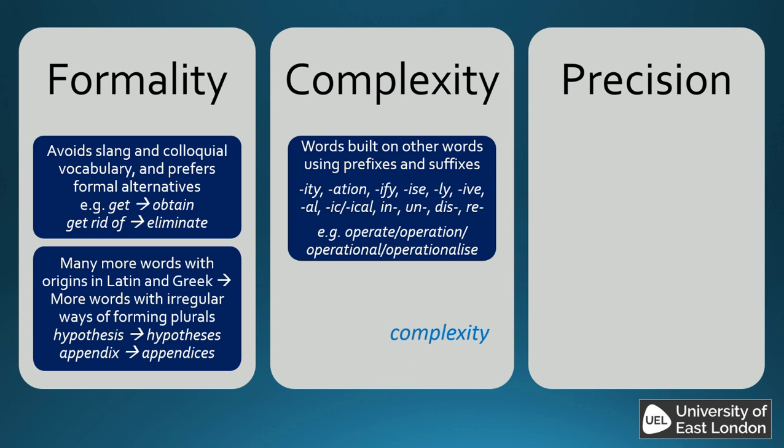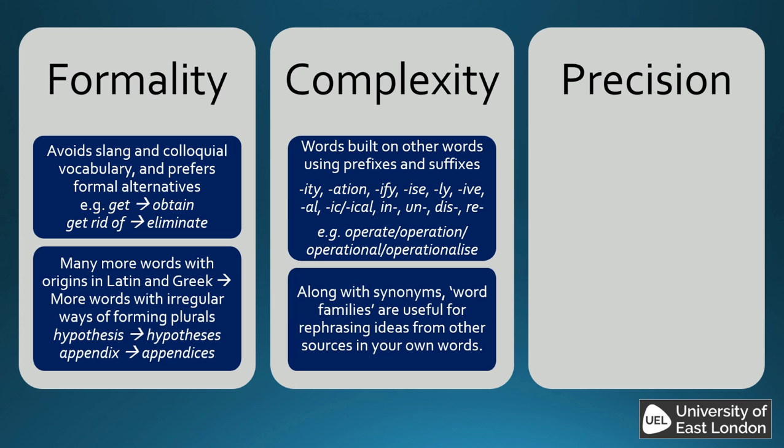Groups of words all derived from the same root, such as operate, operation, operational, and operationalize, are known as word families, and if you know what the basic core meaning of e.g. operate is, this can give you access to the meaning of other members of the family. The ability to derive different forms of words in this way is useful when we want to rephrase ideas from other sources in our own words.